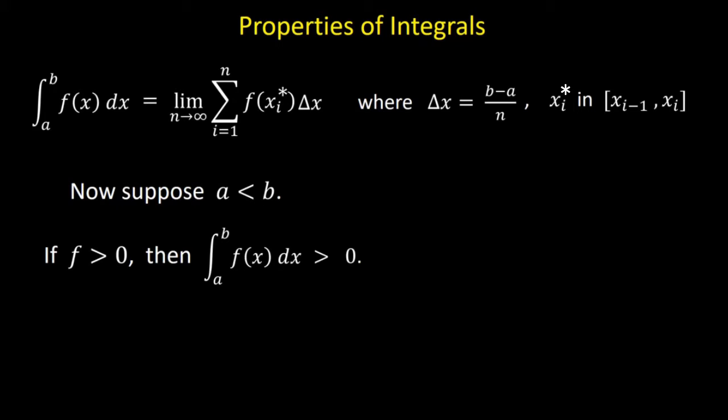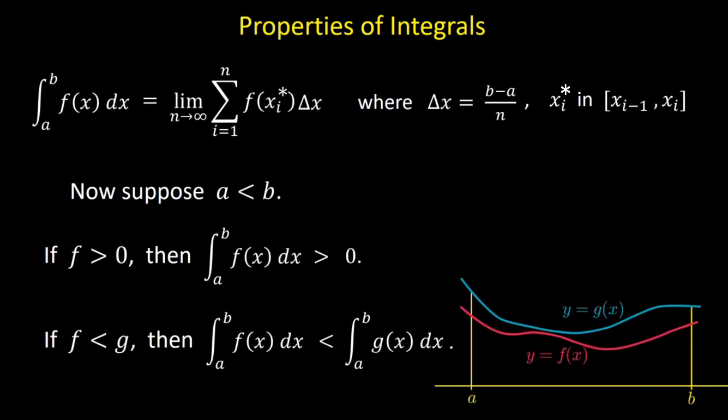And this is because if you look at the Riemann sum, all the terms are positive, so the Riemann sum is positive, and the limit of positive is positive. There's a closely related fact: if f is less than g, then the integral of f is less than the integral of g. Well, there's less area under the curve. But the real reason why it's true is if f is less than g, then g minus f is a positive function, and then you just use the previous fact that I mentioned.